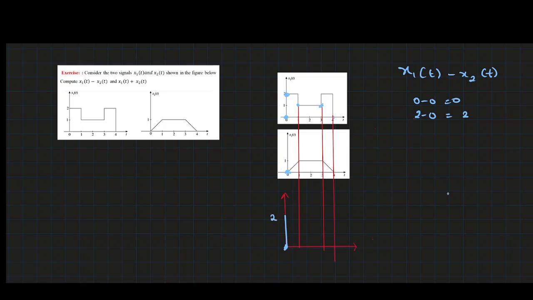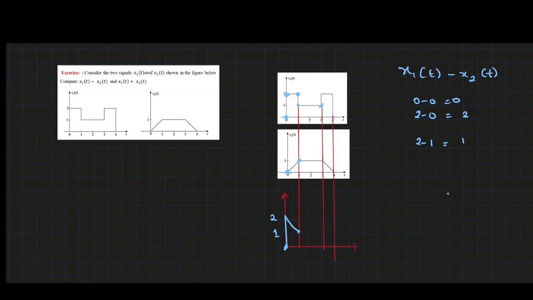Now the next change we have is at this point. So this is going to be 2 minus, let's trace it down, 1. So 2 minus 1 equals what? 1. So this is going to drop to wherever 1 is. Right.